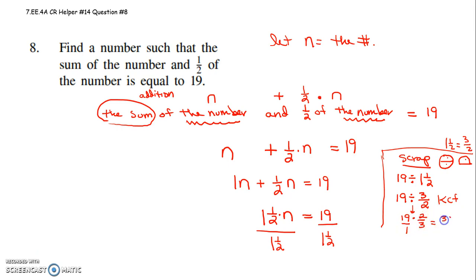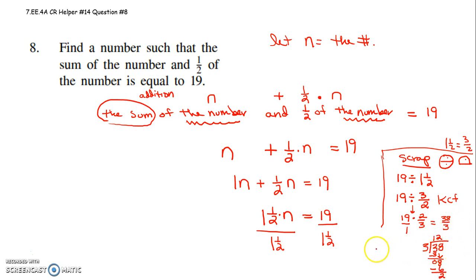19 is the same as 19 over 1, multiplying straight across the top, straight across the bottom. 19 times 2 is 38, 3 times 1 is 3. So now I have to take 38 and divide by 3. 38 divided by 3. 3 goes into 3 once. 1 times 3 is 3. Subtract off. That zeroes out. Drag down the 8. 3 goes into 8 2 times. 2 times 3 is 6. 8 minus 6 is 2.